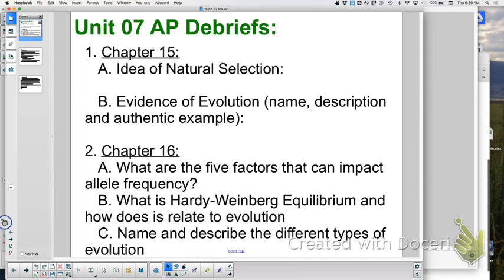What is the Hardy-Weinberg equilibrium and how does it relate to evolution? The idea is in Hardy-Weinberg equilibrium that the allele frequencies will stay the same. Okay? How do you make them the same? You do the opposite of the 5 things that can change it. So instead of having a small population, you would have what kind of mating? Random mating.